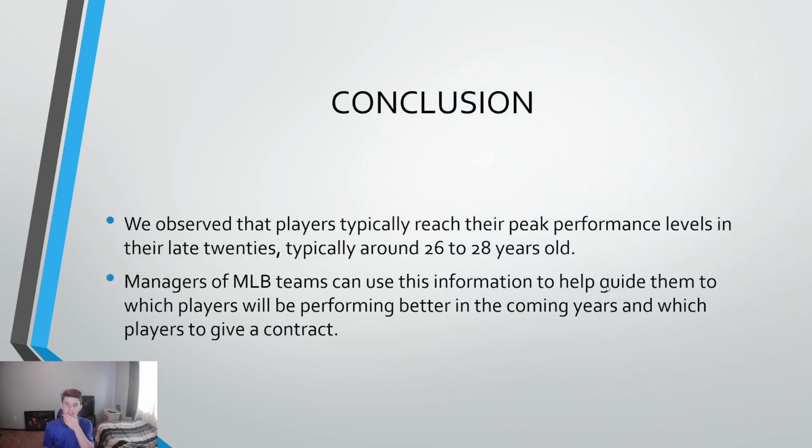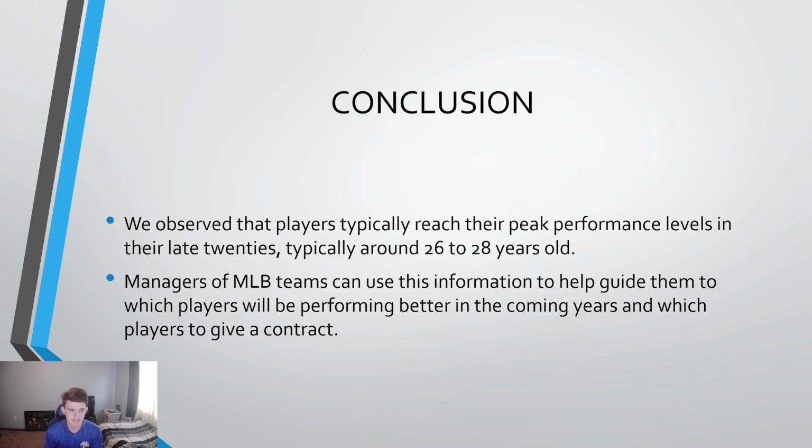So, in conclusion, we are observing that players typically reach their peak performance level in their late 20s, typically around 26 to 28 years old. And then after that, they're hitting a drop-off where they kind of become worse players.